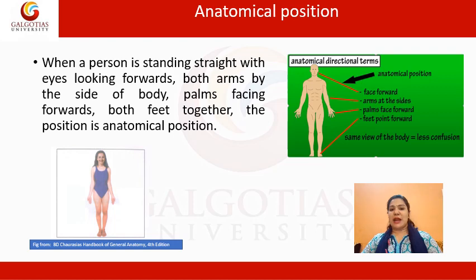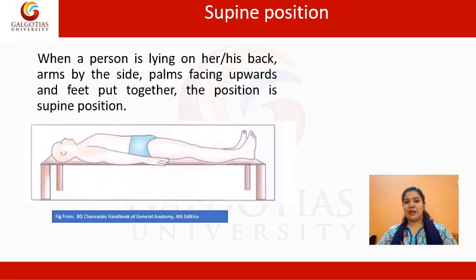When a person is standing upright with eyes looking forward, both arms by the side of the body, palms facing forward, and both feet together, the position is called anatomical position. Here this lady is standing in anatomical position. With relation to anatomical position, there is one such position called supine position, when a person is lying on his back. This person is lying on his back, palms facing inward and feet together. This position is called supine position.